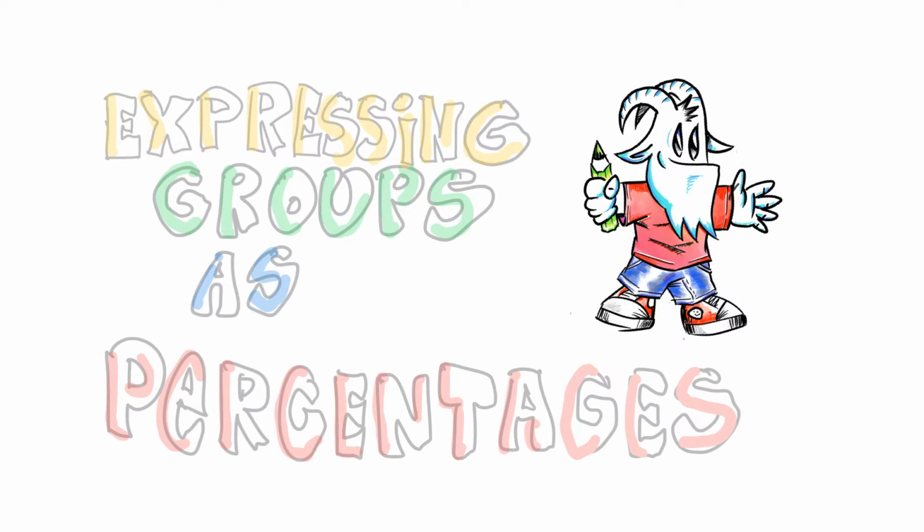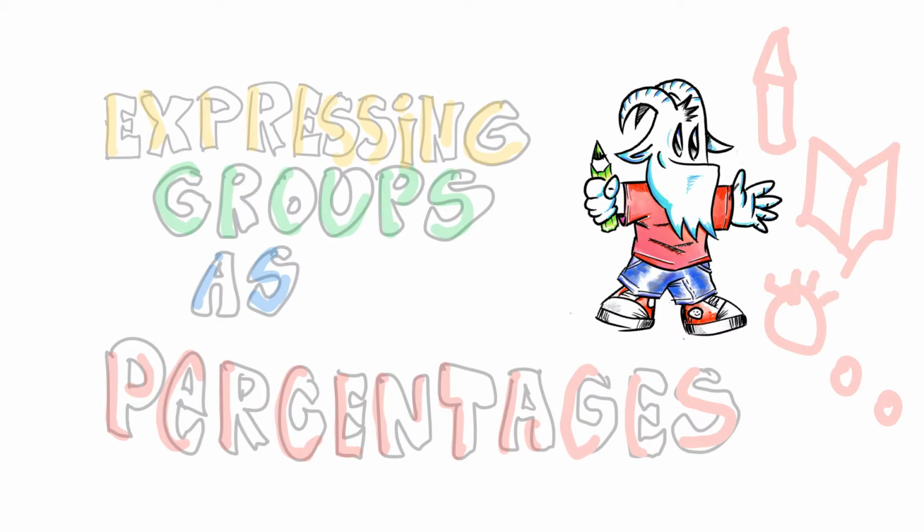Throughout the video, could you please make sure that A, you pause when I ask you to pause, and B, you have something to write with. That's really important. So you have a pen, something to write on, and perhaps some company like a parent, a friend, or maybe a pet. It's really important for you to talk about your learning. But without further ado, let's have a look at expressing groups as percentages.